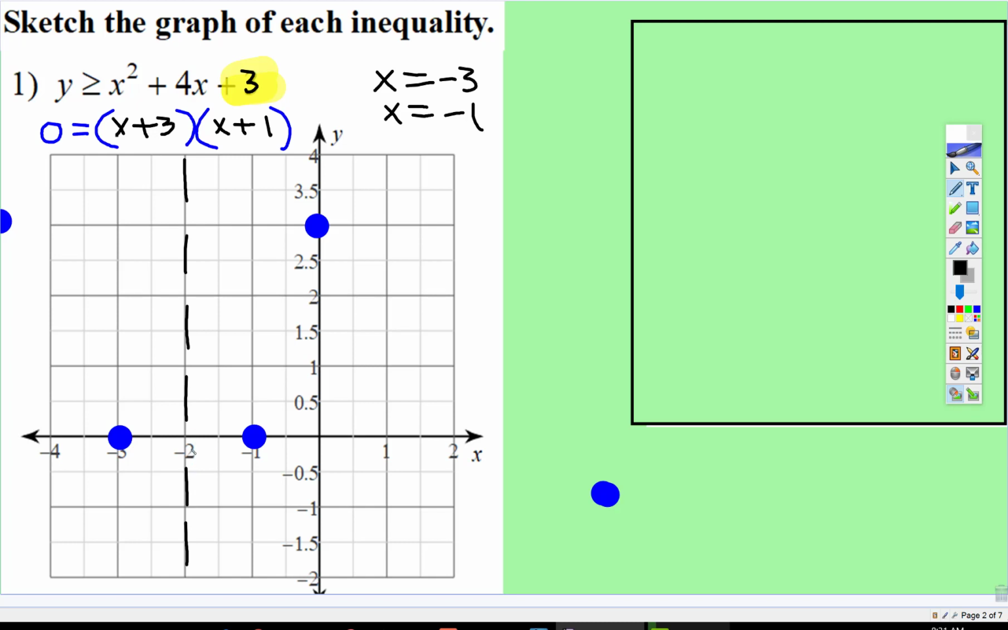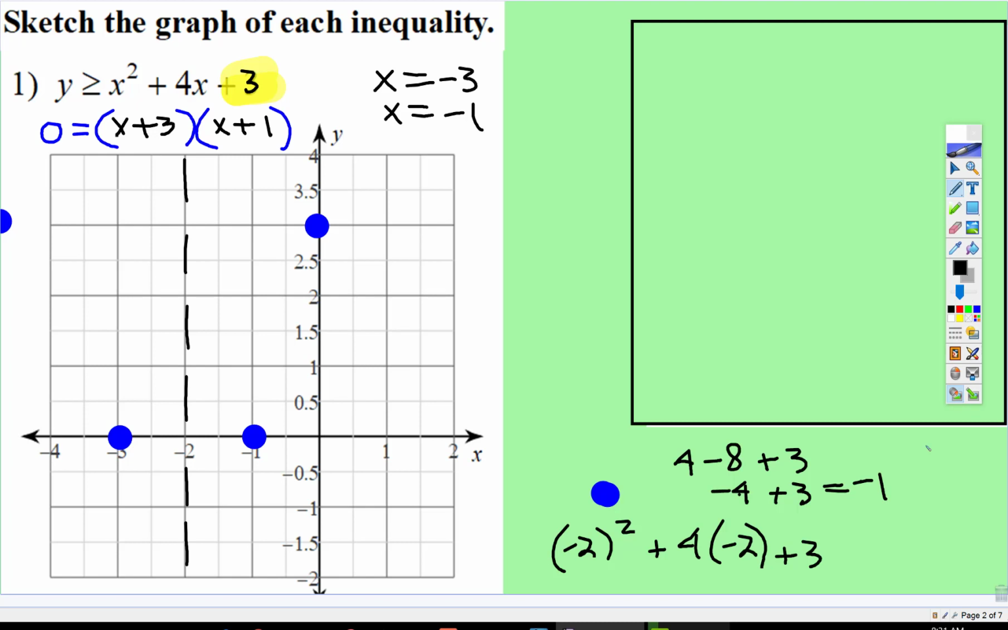So since that's at negative 2, all we have to do is plug negative 2 into that original function. So negative 2 squared plus 4 times negative 2 plus 3. Well, negative 2 squared is 4. 4 times negative 2 is negative 8. 4 subtract 8 is negative 4. Negative 4 plus 3 is negative 1. So the vertex is at negative 2, negative 1, and there you go.